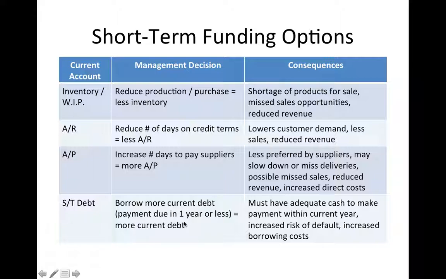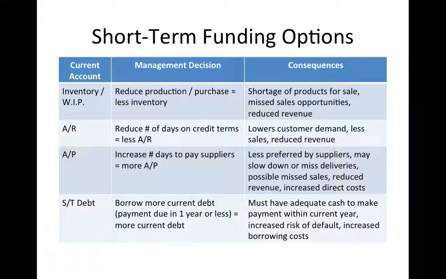The last funding option, the most obvious one, I guess, for people would be to acquire short-term debt. So you just go out and borrow more current debt, and current debt is debt that is due in less than a year. Usually it's defined by the accounting year, but sometimes just defined by a calendar year. So you just go borrow more debt.